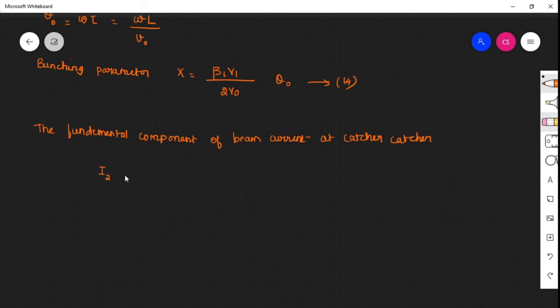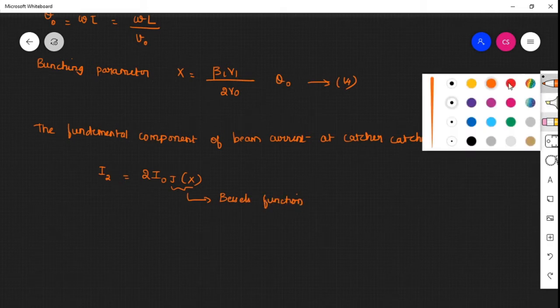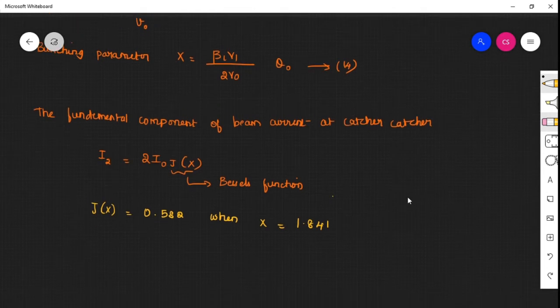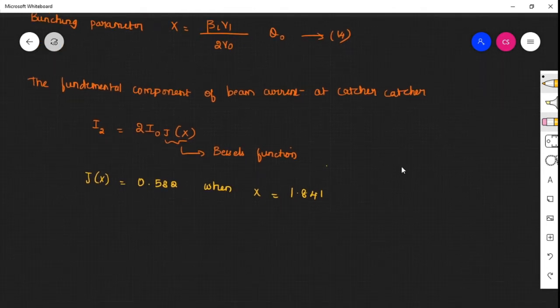So we are going to write the current as I2, and it is 2 I0 into J of x. This term J of x here is a Bessel's function which plays an important role to find the values for any sinusoidal inputs. Right? And the Bessel's function for two cavity Klystron, the value is defined as 0.582 when the bunching parameter x takes up a value of 1.841. These are predefined or standard values that we will be using.